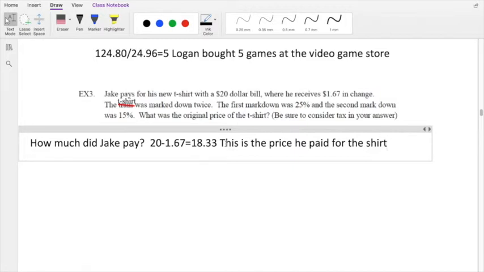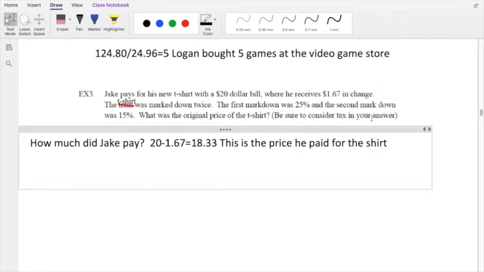Now for the fun part. The t-shirt was marked down twice. The first markdown was 25%, and the second markdown was 15%. What was the original price of the t-shirt? Please consider tax in your question.